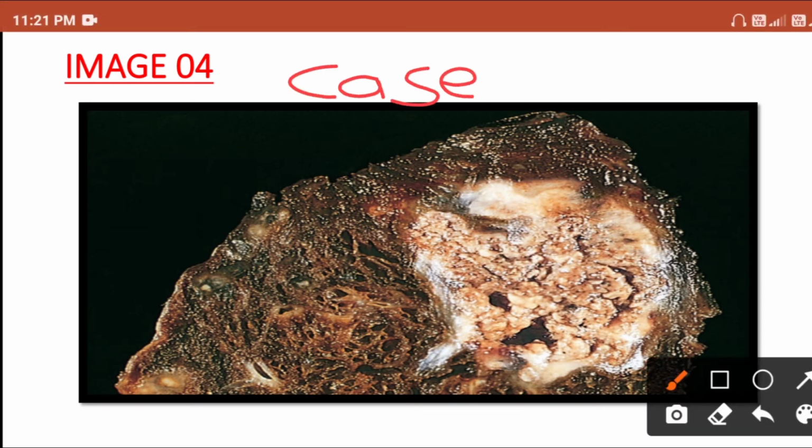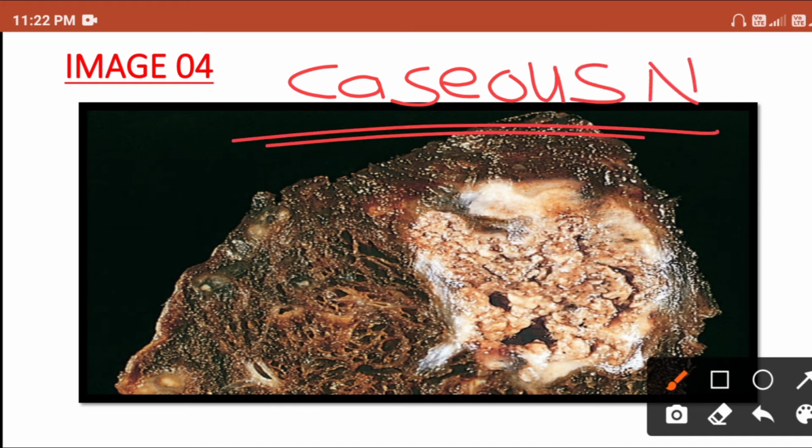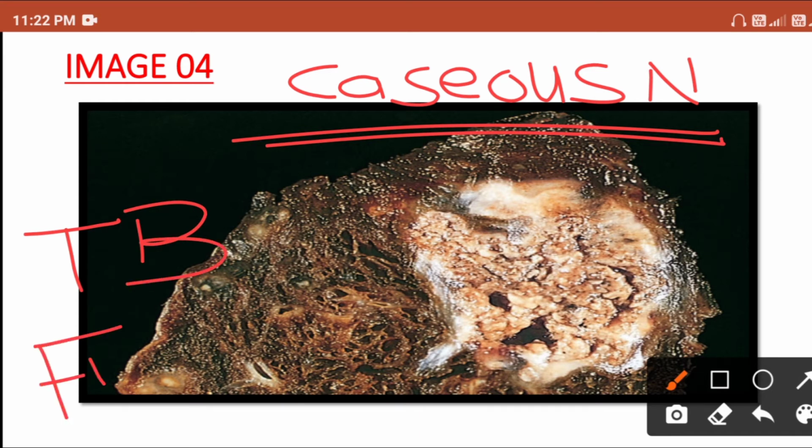So this is the example of caseous necrosis, and it is characteristically seen in tuberculosis. It can also be seen in some fungal infections like histoplasmosis or coccidioidomycosis. So here is the abnormal area. These all are cheesy necrosis, an example of caseous necrosis.